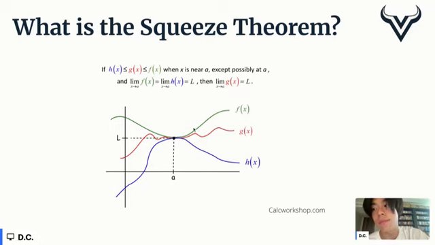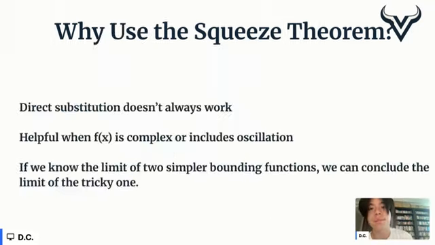This is easy to understand, because if h of x and f of x are equal, the only value that meets the condition of being bigger than or equal to h of x and smaller than or equal to f of x is the value which h of x and f of x will attain, which is L in this case. And then why will we use the squeeze theorem?